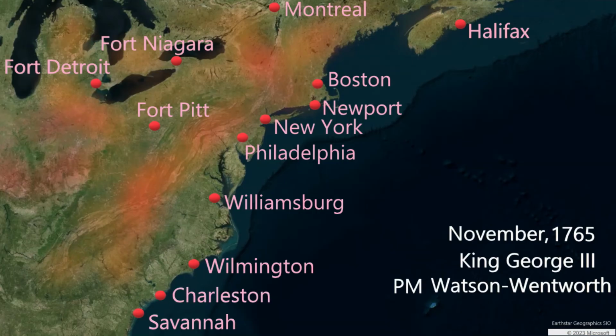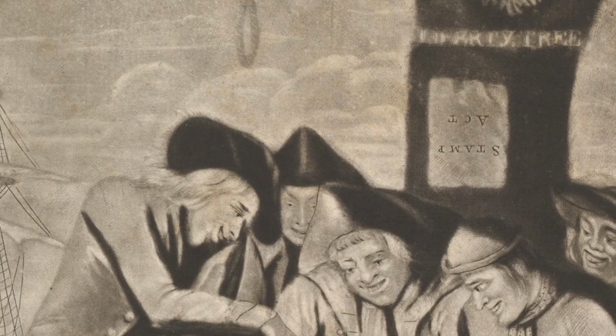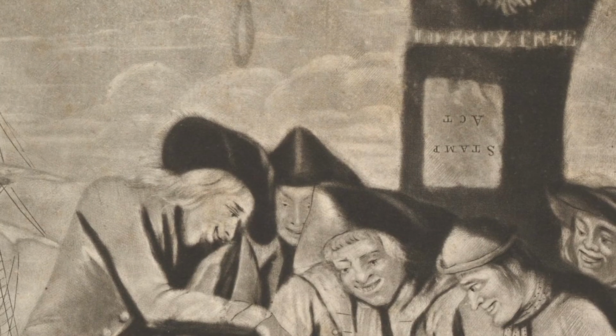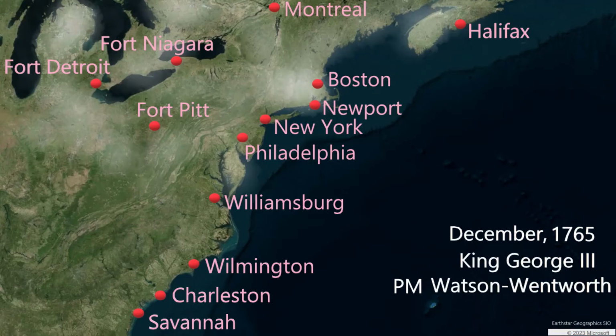November 1765. The Stamp Act is now supposed to be in effect. However, with ships turned away at ports, stamps confiscated or destroyed, and officers intimidated to enforce the law, the Stamp Act is entirely unenforceable. By law, paper must be stamped to have any legal bearing, but papers are not being stamped. Business shuts down. Courthouses can't issue deeds, judgments, or sentences. Government shuts down.